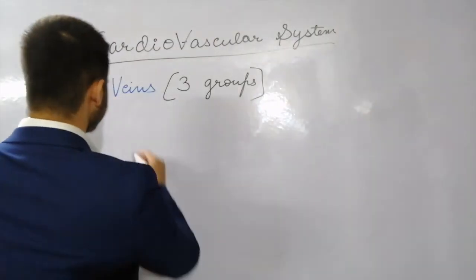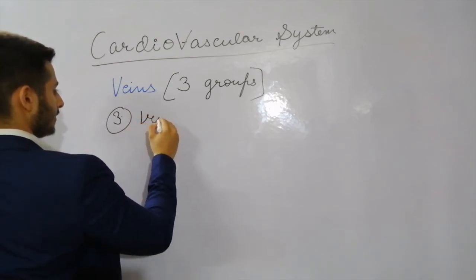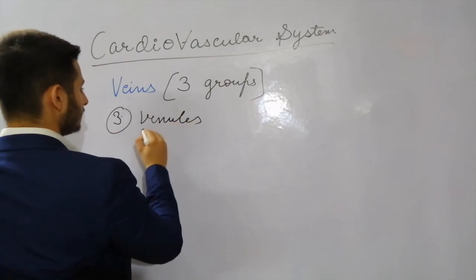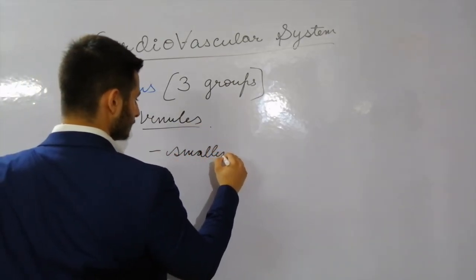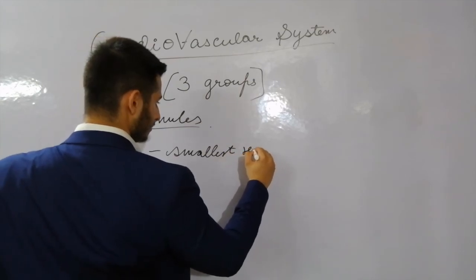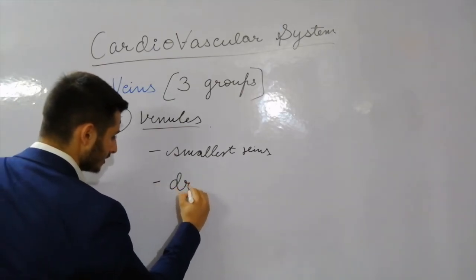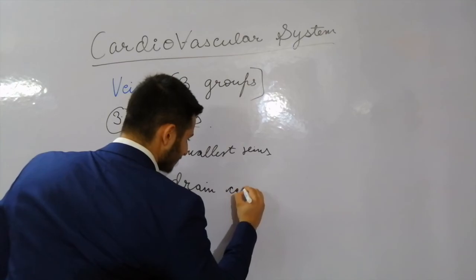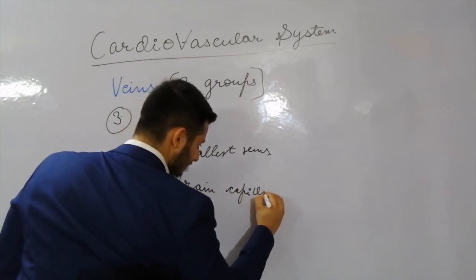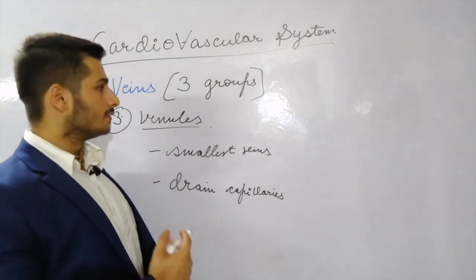The third group is venules. Venules are the smallest veins, and they drain the capillaries. So these were the three types of veins in the body.